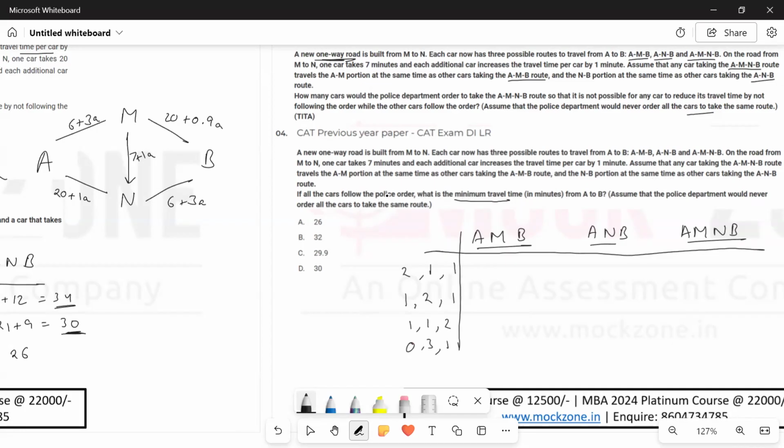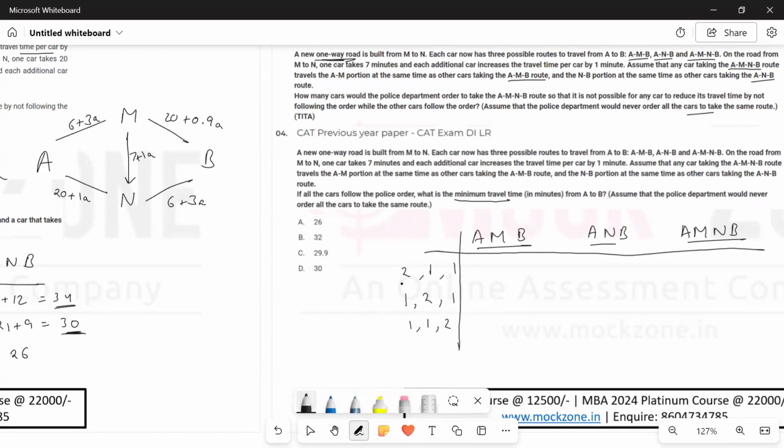Okay? The police needs to divide the cars between the three routes such that people cannot decrease the time of their travel even if they don't follow the order. But here, if we keep A and B empty, which is zero cars traveling on A and B, then people can reduce their time by not following the order. So we will not consider the zero cases for now. If we don't get the answer in the first three options, then we will consider the zero case.